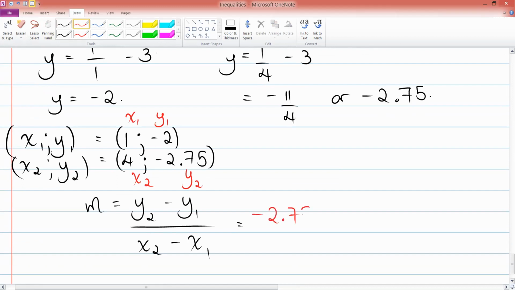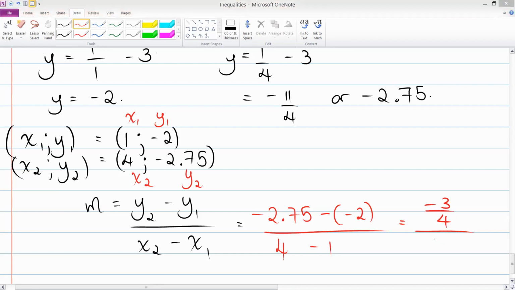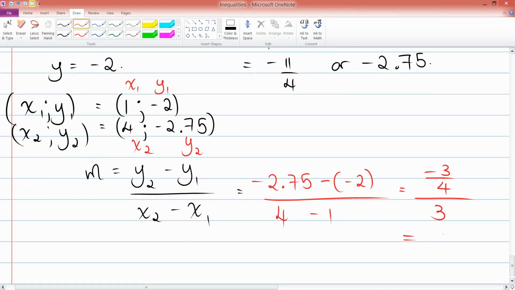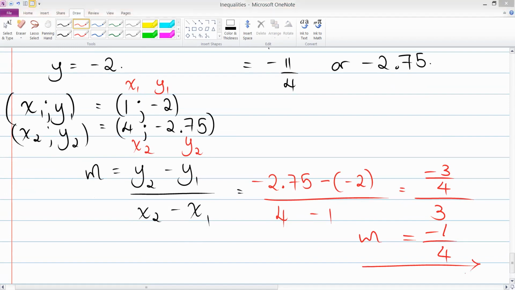Minus 2.75 minus negative 2, over 4 minus 1. So the numerator simplifies to -3/4. Then 4 minus 1, this is 3 here. When you plug it into your calculator, your gradient is -1/4. So that's your average gradient. Okay, so that's how you do average gradient.